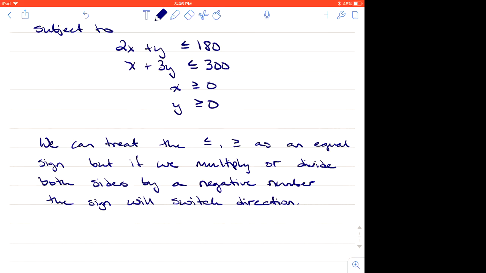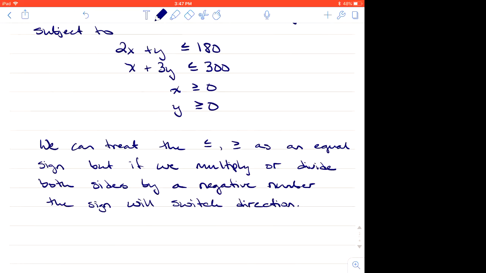Okay. So we learned last day how to graph lines. Now this is an equation of a straight line, right? 2x plus y equals 180. x plus 3y is 300. Each of those only has an x and a y, so we can rearrange them into the form y equals mx plus b. I'll call this equation 1 and this equation 2. They're the only ones we're going to be concerned with for now.